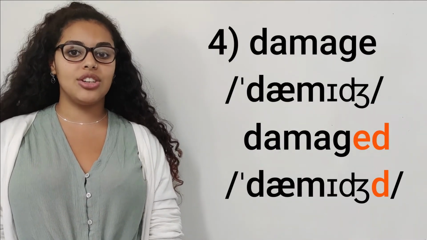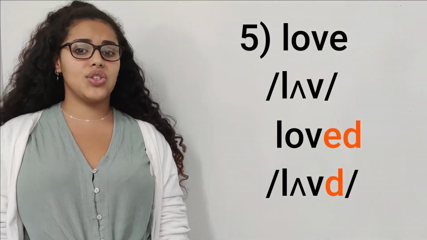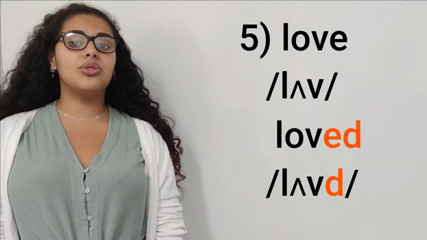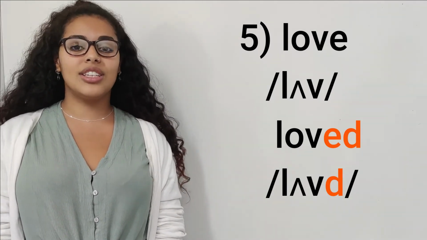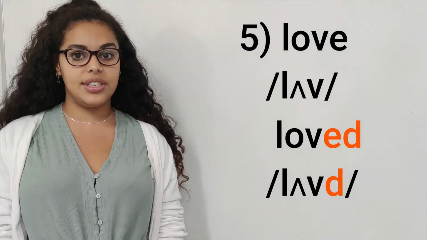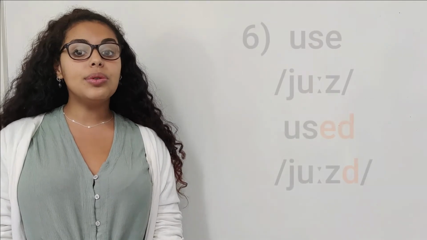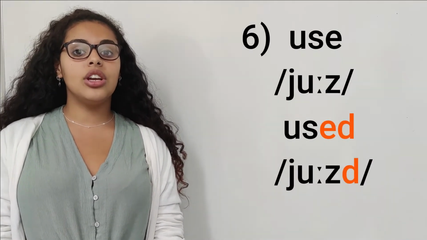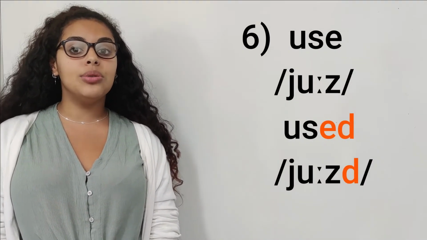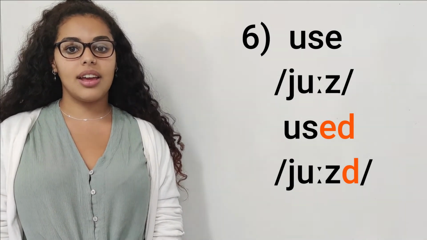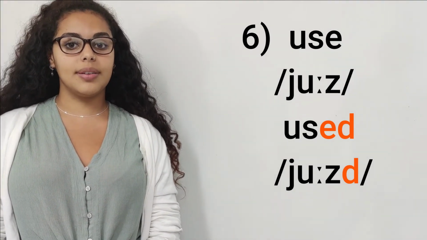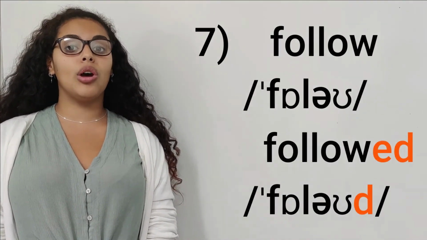I was damaged. The next one we've got is the V sound, loved. You'll hear this often in lots of songs. You often will hear the line, I loved her a lot. You say loved. Next we've got the S sound. Can you say use, and used? I used that book yesterday. Can you say it with me? Used.